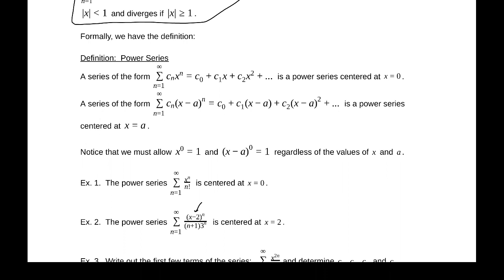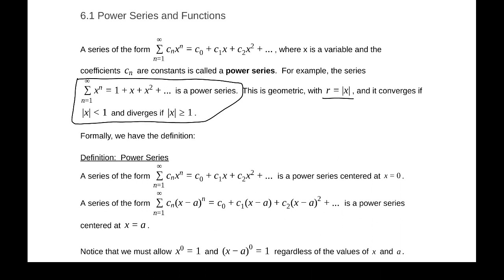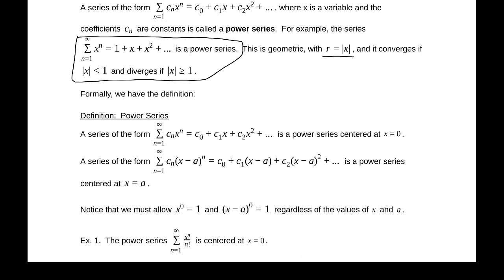Now, it's worth noting that we actually have to allow for a slight bending of some algebra rules. That is, x to the 0 equals 1 and x minus a to the 0 equals 1, regardless of x and a. Now, this actually does not cause any problems, regardless of what you might think. It actually makes these work out very well, and eventually allows for functions to be represented by a series, which has some great properties. Actually, we do that some in this section.